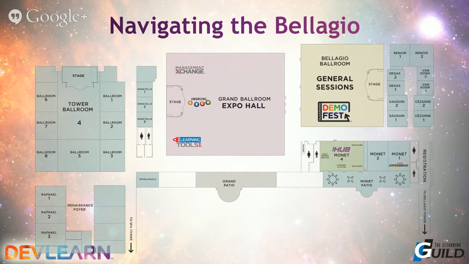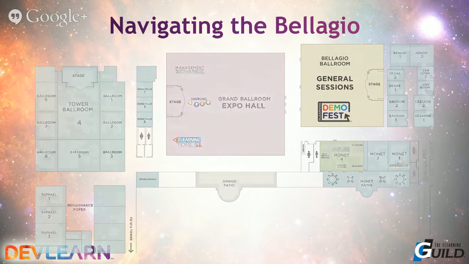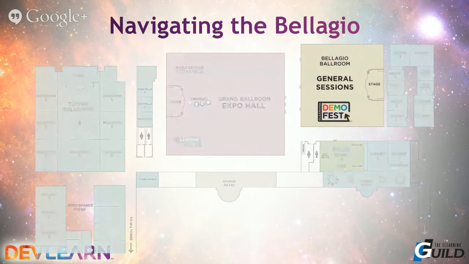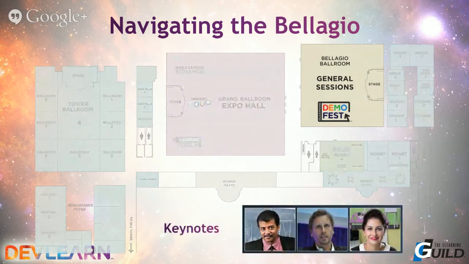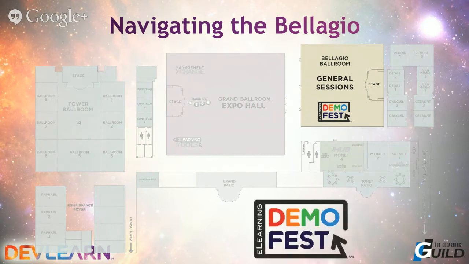Next space on the map, I just want to look at a couple of different areas and talk about what's going to be going on in each of these rooms. First room I want to look at is the general session room, the Bellagio Ballroom. We've got a number of things going on in the Bellagio Ballroom. First and foremost, as I mentioned, this is where our keynotes are going to be taking place. Wednesday morning with Neil deGrasse Tyson, Thursday morning with Bolato, and Friday afternoon with Belinda Palmer. Each of those keynote sessions are going to be taking place in the Bellagio Ballroom. It's also where e-learning Demo Fest is going to be taking place on Thursday afternoon. That will also be in the Bellagio Ballroom.